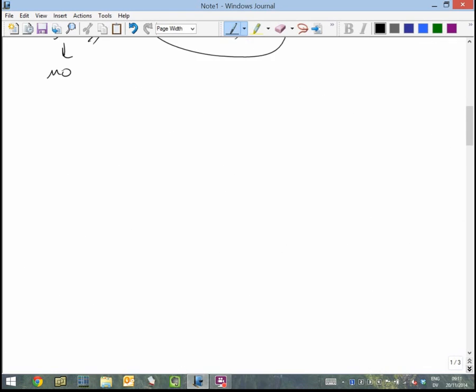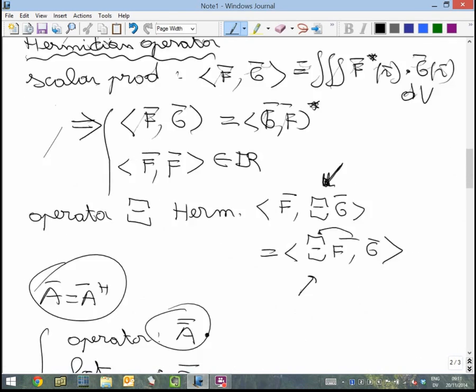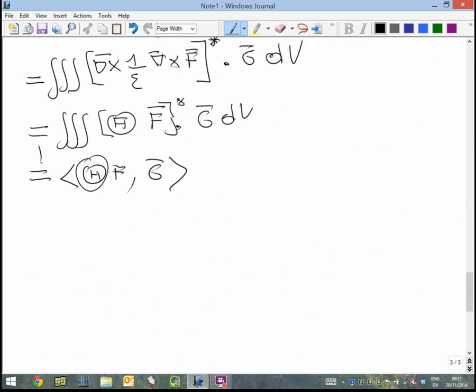Let's give you some space. Okay. So first step, deriving the operator.